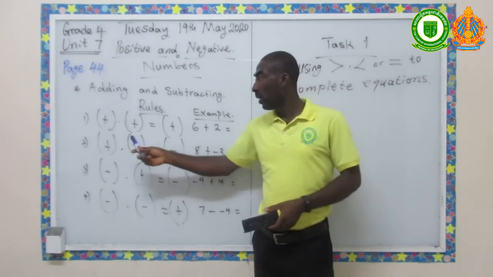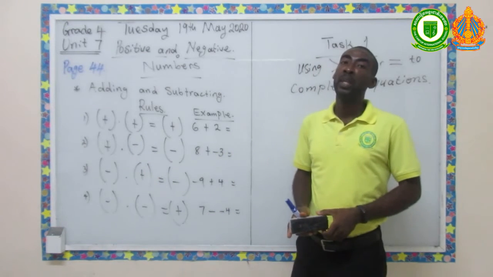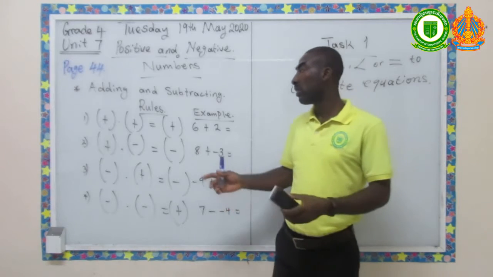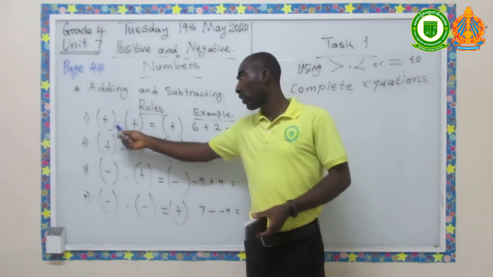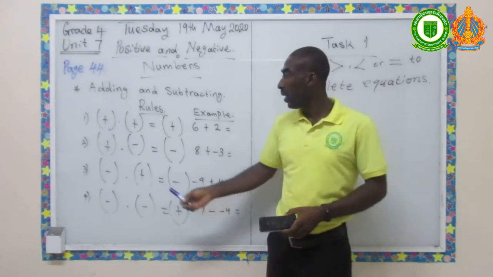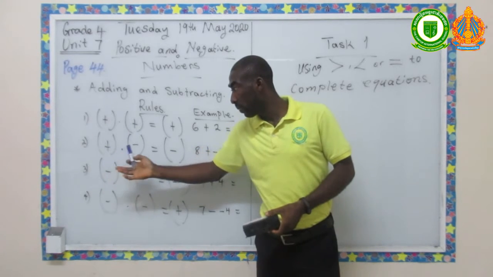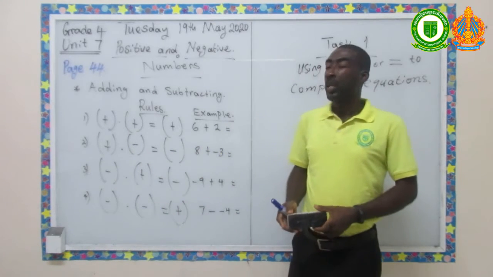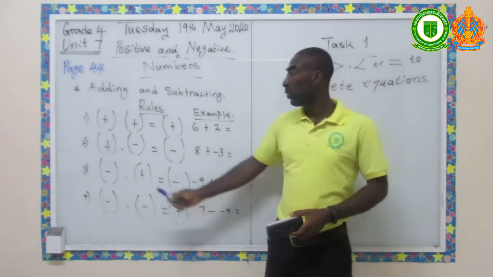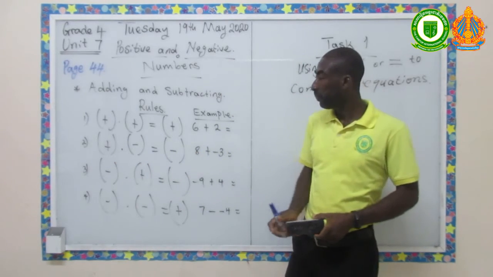The rules are that whenever a positive number is meeting a positive number, the possibility of the results becoming positive is so high. There's nothing different than that. Positive and positive will give you a positive sign. The second rule is that when a positive number meets a negative number, the possibility of having a negative sign is also very high. So positive and negative will give you negative.